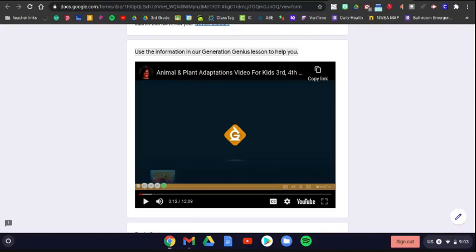Reach back into your science box in your brain. Can you tell us a way that an animal might change to solve a problem? Let's help each other brainstorm before we start writing.